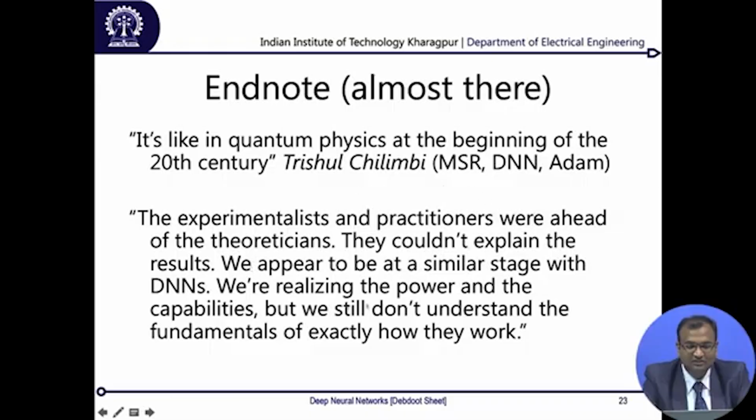Here, as we come to an end, I have this famous quote by Trishul Chilimbi, and he says that this deep learning thing is quite like quantum physics was at the beginning of the 20th century. I just leave it up to you to figure out why he says something like this. The reason is that at the beginning of the 20th century, there were a lot of experimentalists and practitioners who were ahead of the theoreticians. It took a lot of time for theoretical physicists to explain each and every single thing about quantum mechanics, whereas experimental physicists were observing it much faster.